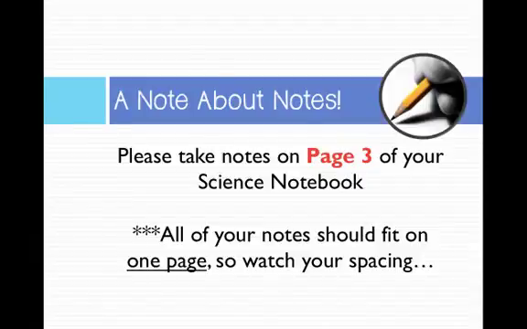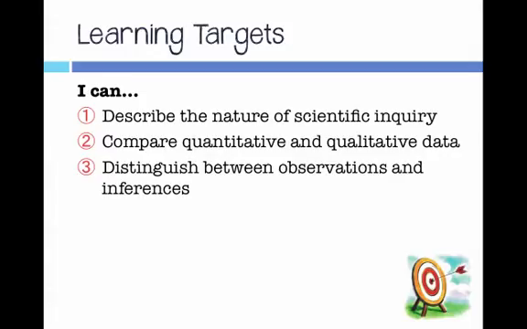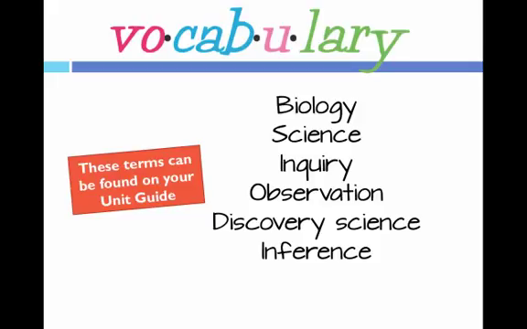With regards to discovery science, there are 3 goals that I am hoping to achieve by the end of this video. 1, you should be able to describe the nature of scientific inquiry. Now, I'm not looking for a giant book on inquiry, but you should be able to give me the gist. The second goal is that you should be able to compare quantitative and qualitative data and to also know the difference between the two, especially considering we're going to be doing quite a few labs, and we're going to come into contact with both of those types of data. And last but not least, you should be able to distinguish between observations and inferences, which hopefully you should be able to do already. All right, here are the 6 vocab terms we're going to be talking about today.